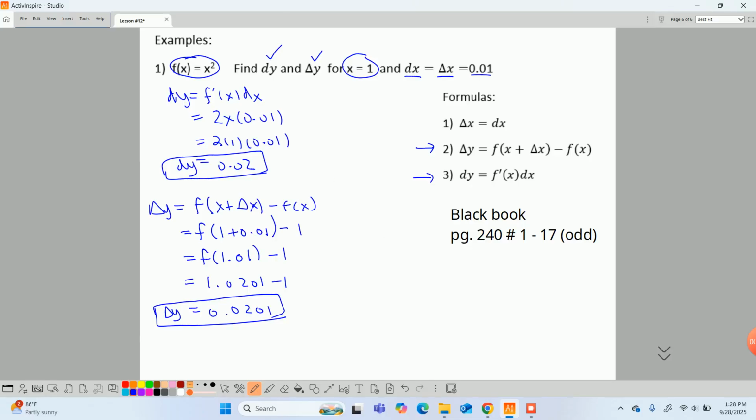It's just one of those application questions, not too common, but it lets you play with the formulas a little bit. Your assignment for today comes out of the black book. Remember, you can use CalcChat to check your answers. I encourage you to do that, but in order to do so, you need to see what section page 240 comes from.